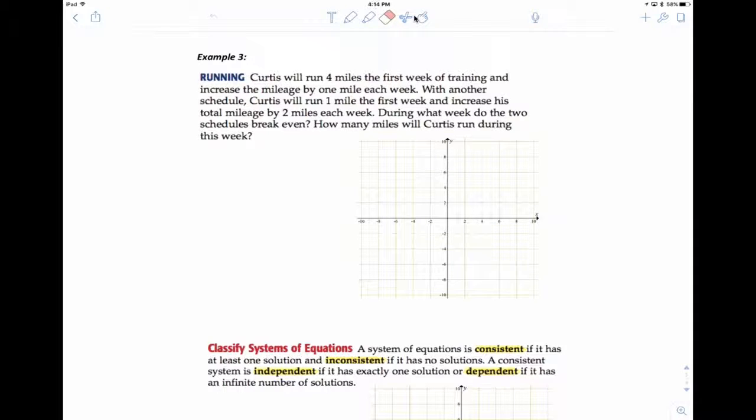Curtis will run 4 miles the first week of training and increase the mileage by 1 mile each week. Watch how this works. So if we're going to say that this is weeks, down here, and this is miles run, check this out. This is easier to understand than the economics chart. So the first week, let's go to week number 1. He runs 4 miles. And he increases the mileage 1 mile each week. Week 2, week 3, week 4, week 5, and so on.